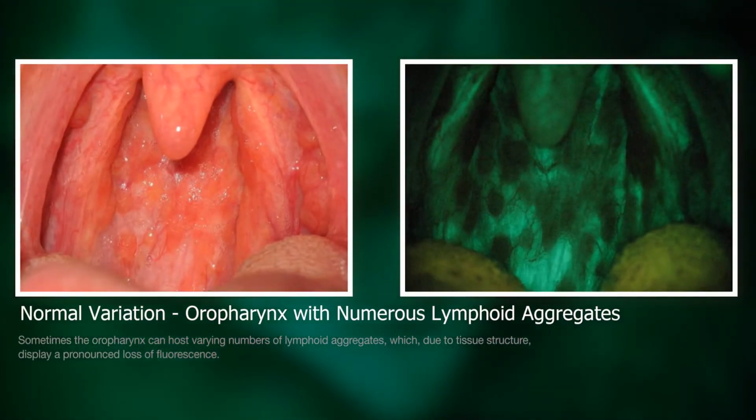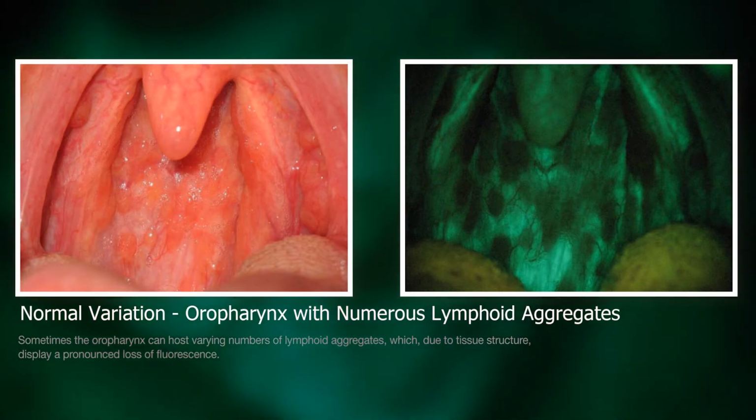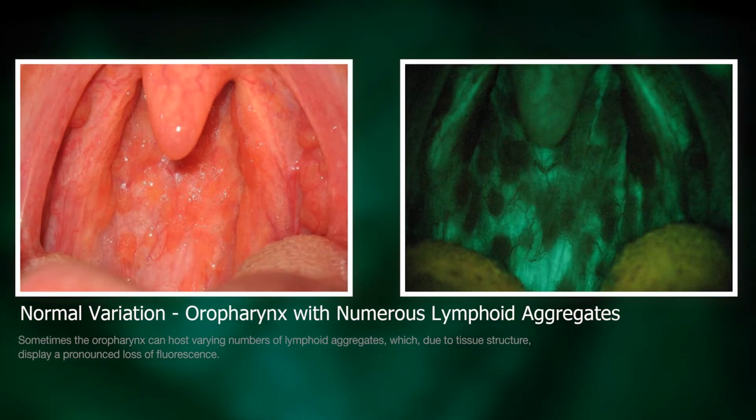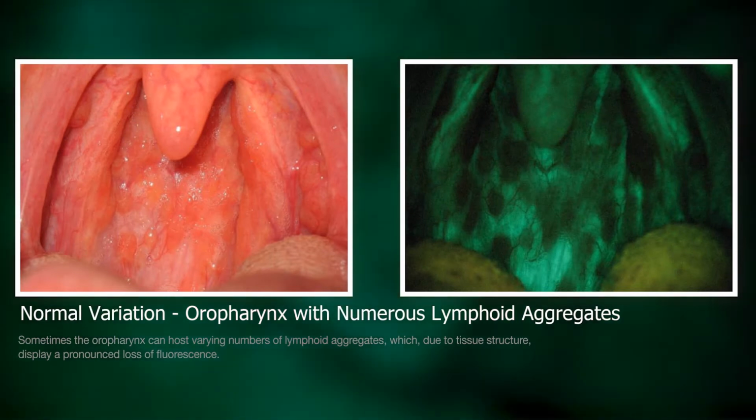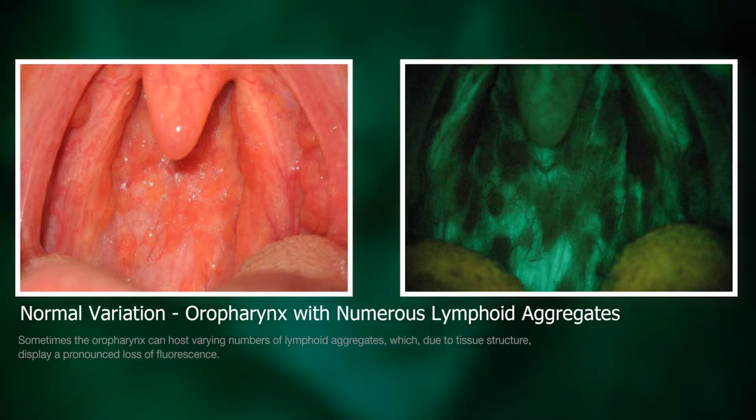Sometimes a normal oropharynx can host varying numbers of lymphoid aggregates, which, due to tissue structure, display a pronounced loss of fluorescence that does not signal serious pathology.